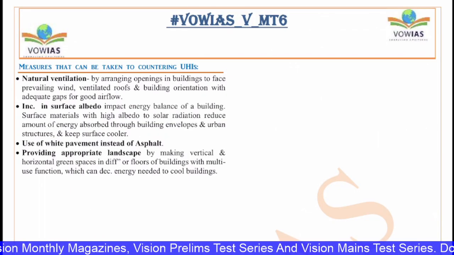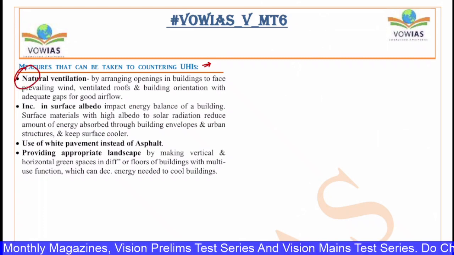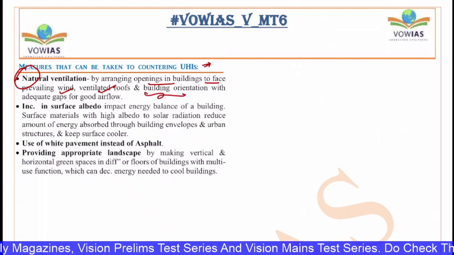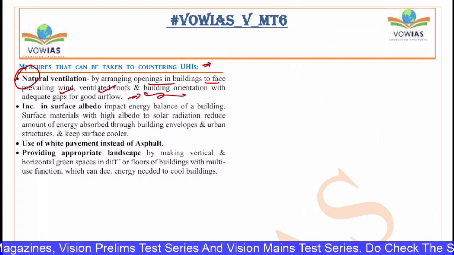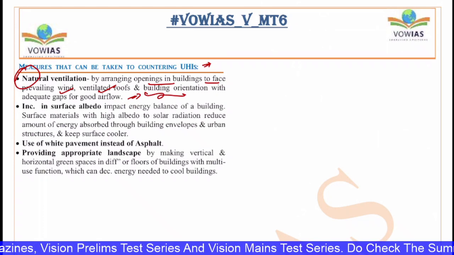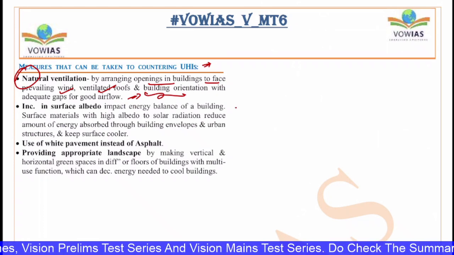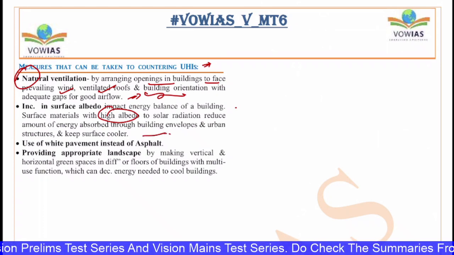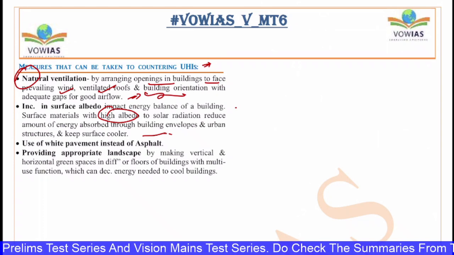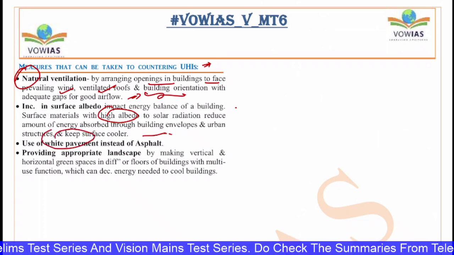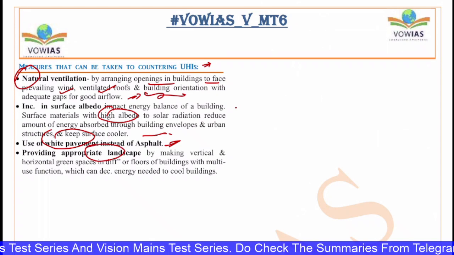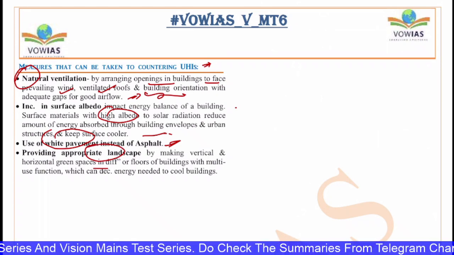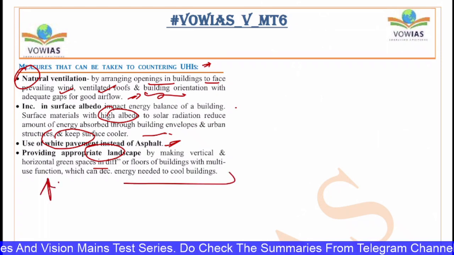Now what are the measures that can be taken? First is natural ventilation by arranging openings in the buildings to face the prevailing wind, ventilated roofs and building orientation with adequate gaps for good airflow. Increasing surface albedo, which impacts the energy balance of a building. Surface materials with high albedo to solar radiation reduce the amount of energy absorbed through building envelopes and urban structures and keep the surface cooler. Use of white pavements instead of asphalt. Providing appropriate landscape by making vertical and horizontal green spaces on different floors of buildings with multi-use function, which can decrease the energy need of cooling buildings.